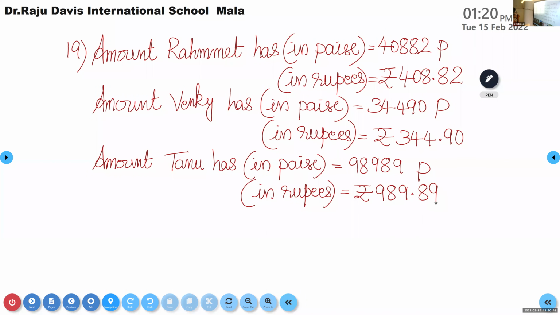So these are the statements. First, amount Rahmat has in paise, the amount given in the question as it is written on the board. Then we are converting into rupees. Then the amount Venki has is written in paise first, then converted to rupees. Then amount Tanu has, first written in paise, then converted to rupees.